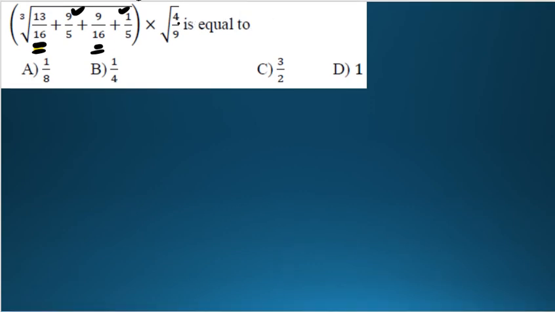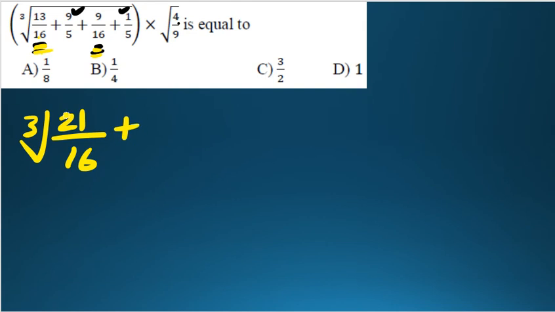So let us do the first one. The cube root of 13 over 16 plus 9 over 16. You will add the numerators only because the denominator is the same already. 13 plus 9 will be 22 over 16, plus, again, 9 plus 1 will be 10 over 5. This is the answer for the first one.